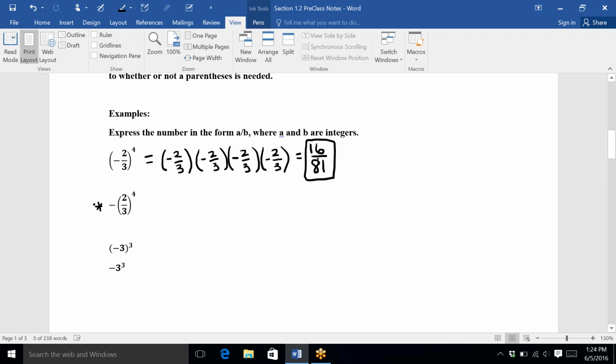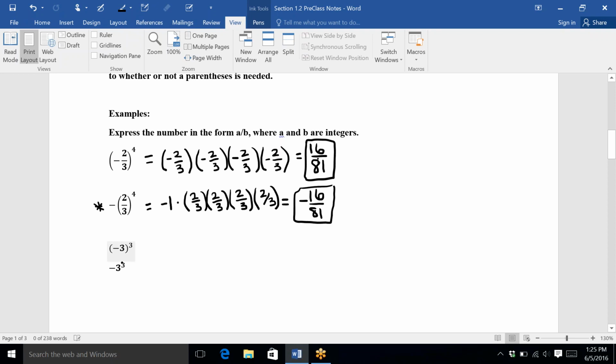This is much different. Okay, this says we have a negative and then the 2/3 is being raised to the 4th power. This is like having a negative 1 out front and then multiplying by 2/3 four times. Notice no negatives included inside here. So if you were typing this on your calculator, you would not put a negative inside of a parentheses. So this is still 16 over 81, but it's times a negative 1 out front, so that makes the overall answer negative 16 over 81.